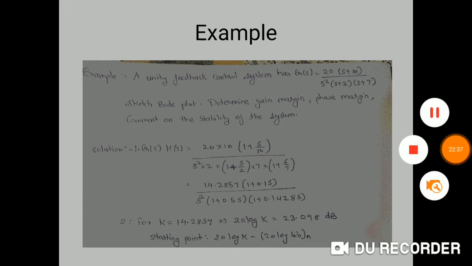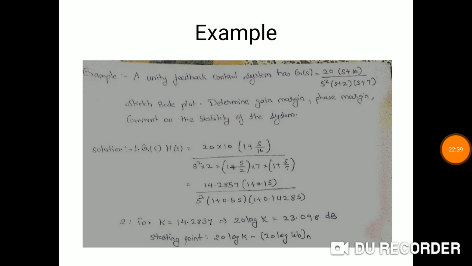This is another example. A unity feedback control system, G(s) is given. Same example, we first have to take it in the standard format. Here, taking it in the format, G(s) is 14.2857 into (1 plus 0.1 s) divided by s squared into (1 plus 0.5 s) into (1 plus 0.1428 s). Here k is this, so finding it is definitely easy. 20 log k is 23 dB. Then the straight line will pass through 23 dB.